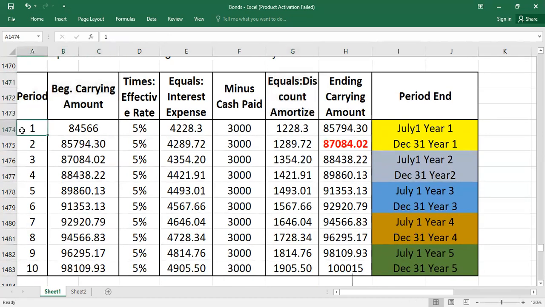So here we have year one, I mean period one. In period one, we start the beginning carrying value with the present value. Always put the present value here, don't forget. You multiply it with the rate, which is 5%. If you multiply these two values, you get the interest expense of 4228.3. The actual cash paid is 3,000, because as per the stated rate, as I told you above, we pay 3,000 as interest. Let me show you here.